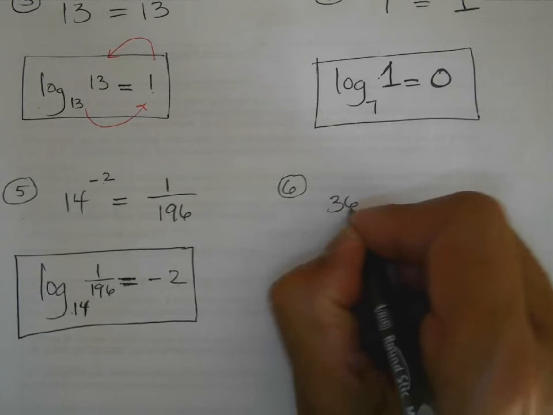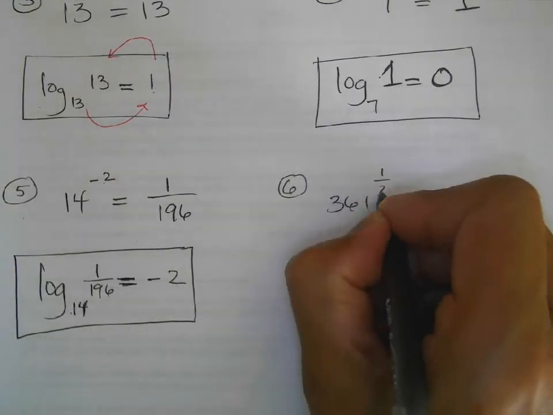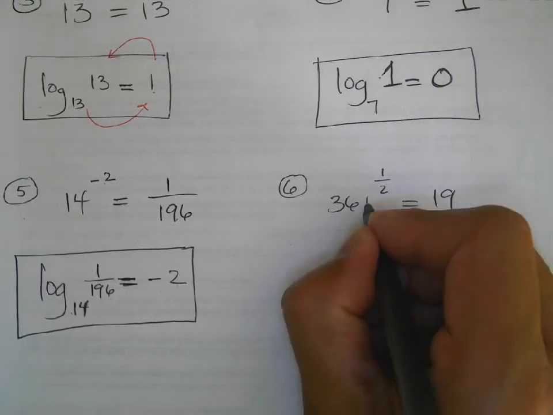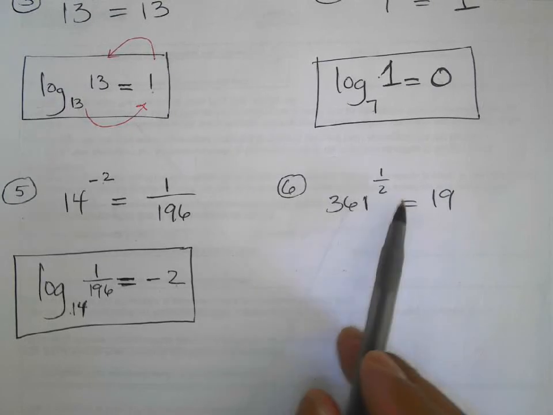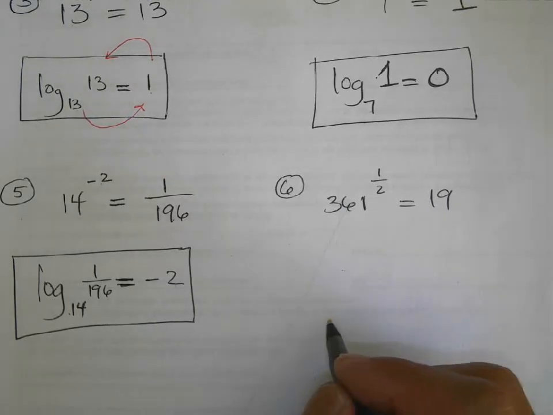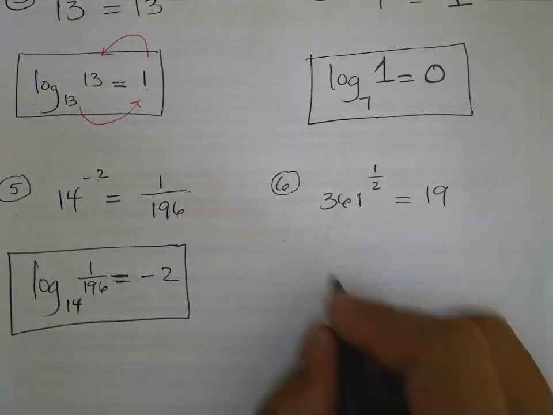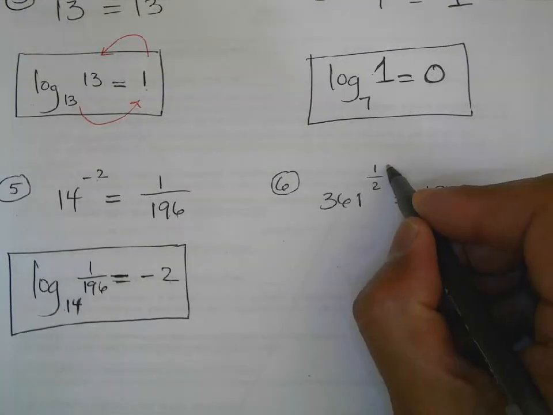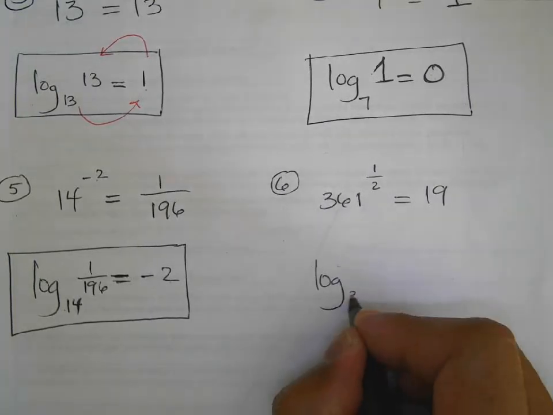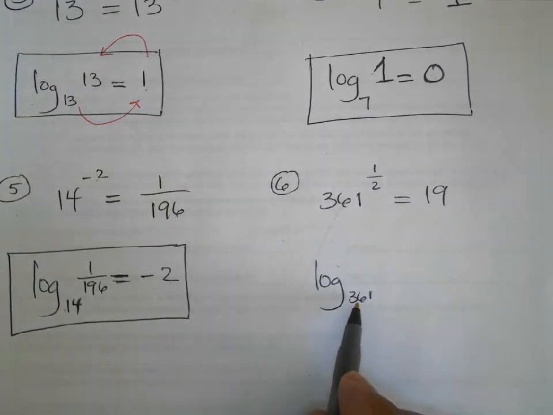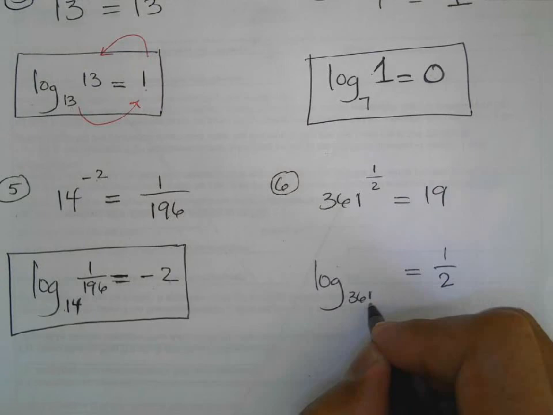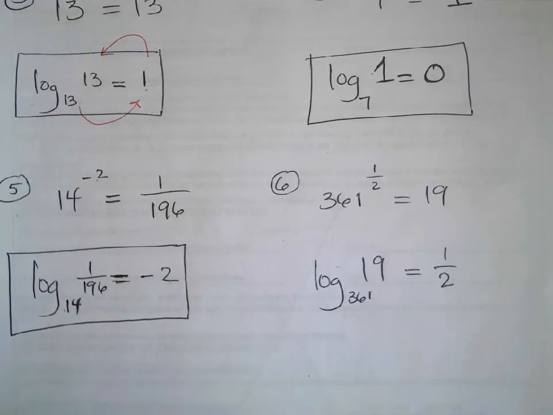Okay, last one. 361 to the power of 1/2 equals 19. Again, you don't have to prove it or anything. It's already a true statement. It's an exponential form. Your job is just to rewrite it in this new logarithmic form. What's the base? This one. What's the exponent? This one. What's the value of this one? Log. Base. Base goes where? Down here, bottom, basement. 361. The answer is the exponent. And the 19 has to go here.